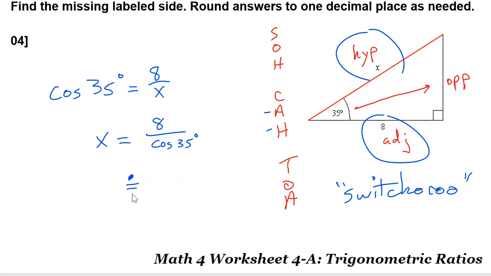Now, let's see what happens when I say 8 divide cosine 35. And that's going to give me 9.766. I'm going to call it 9.8, rounded to 1 decimal place.